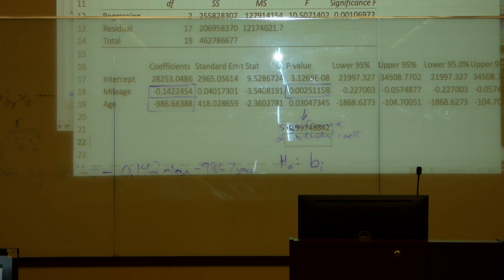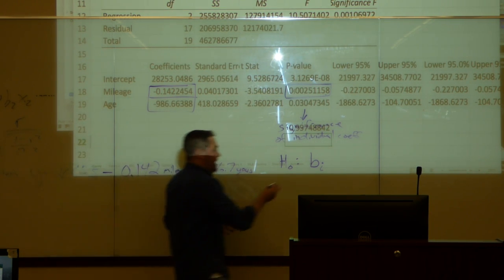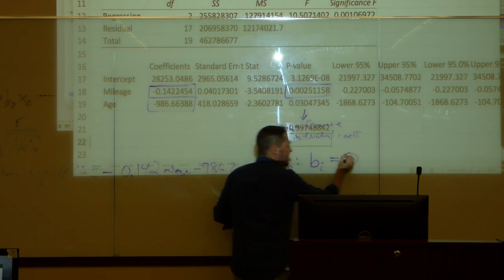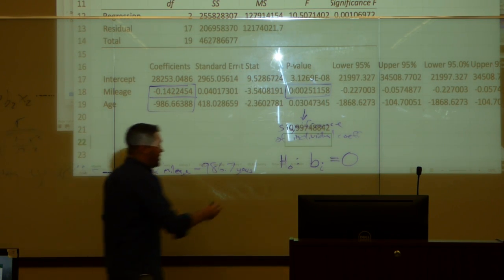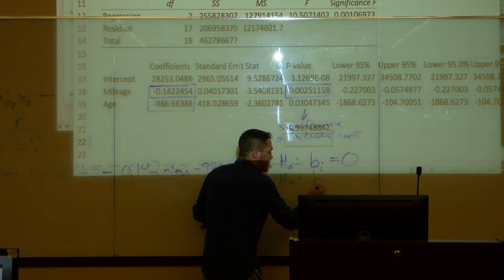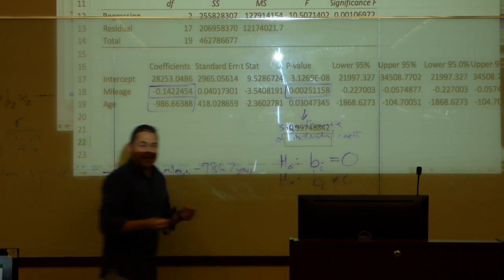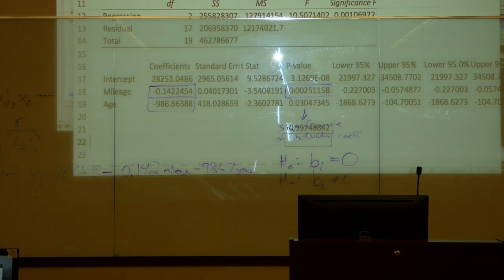In this case, we're looking at mileage. The next time we're looking at age. The next time we're looking at education. The null hypothesis is that that coefficient is insignificantly different than 0. We are trying to prove that that's not 0, that it's significantly different than 0. If it is insignificantly different than 0, that variable has no significant impact on our dependent variable.